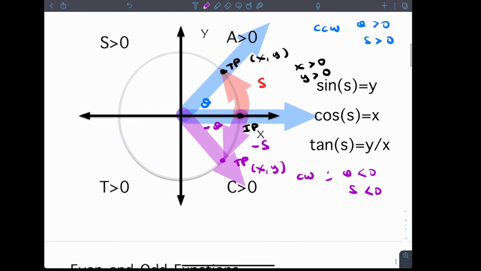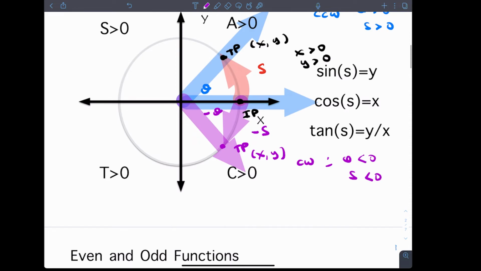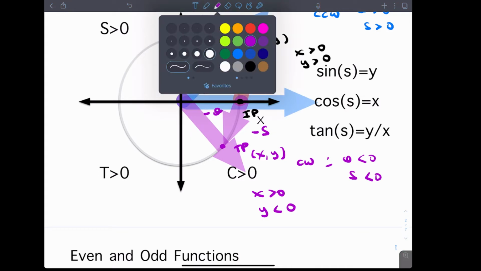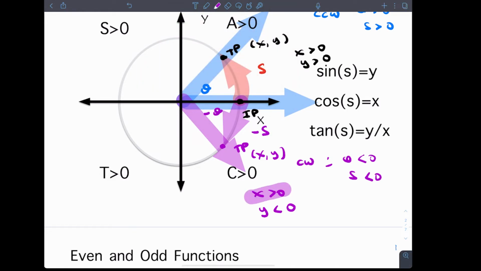But what do you guys notice about that point? What's supposed to be true? X is positive, but what's going on? Y is negative. Is that true? So your X coordinate is the same. It's the Y coordinate now that's changed. Is that true? So far, so good? Everybody okay with that?